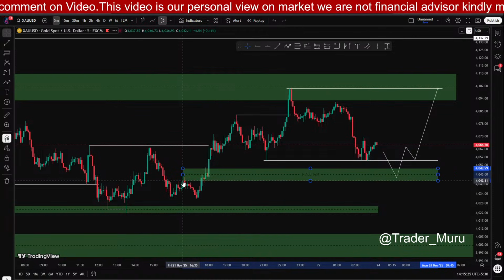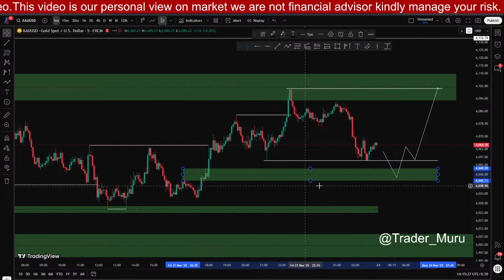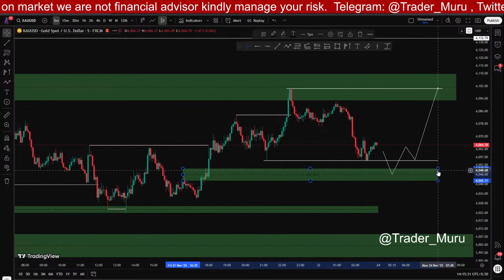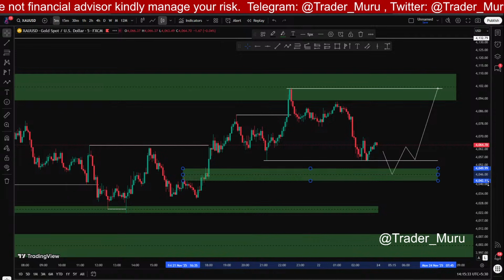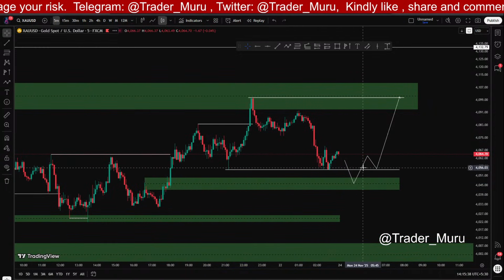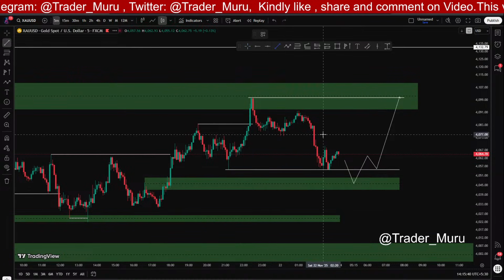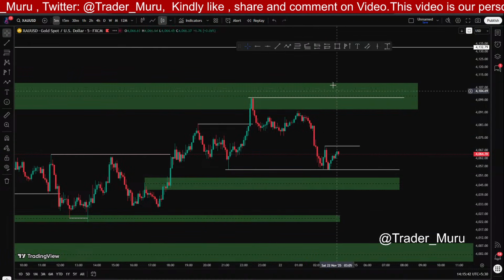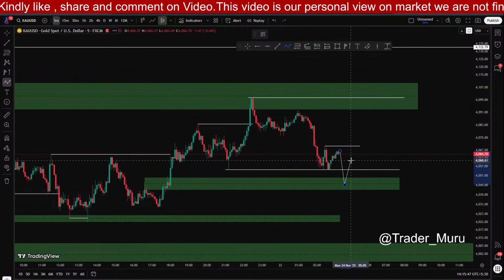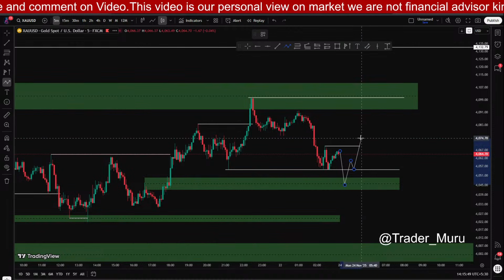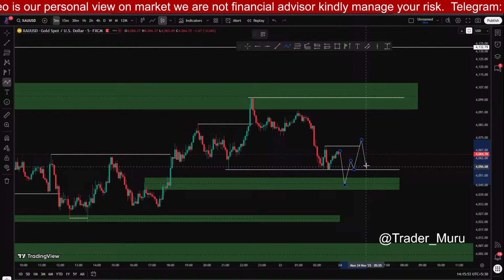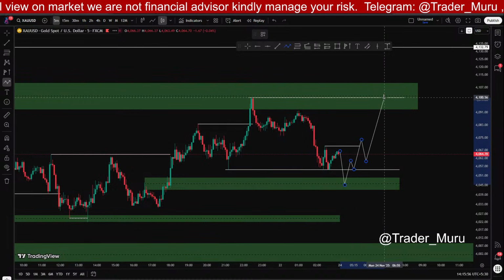So this is the full price of 4049 to 4042. If price tests this area and again reclaims here, then this will be the possible path. First a drop, test this area, again reclaim, give us a change of character here on a smaller time frame, then again test this area and move.